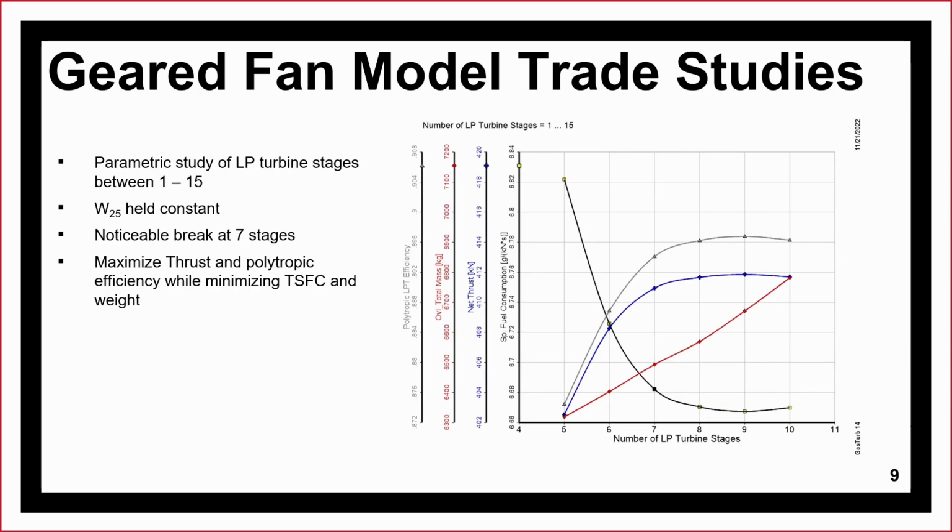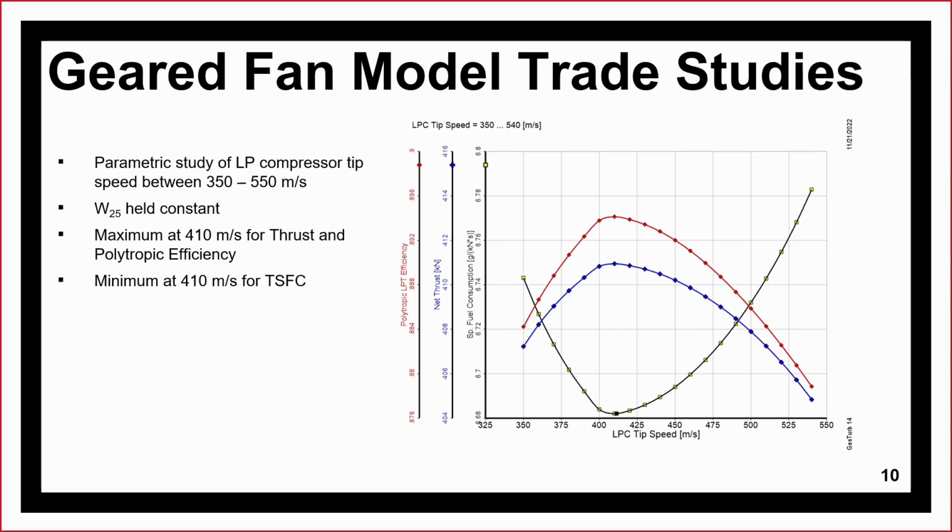The next trade study we did was a look at the number of LP turbine stages. We varied this from 1 to 15, holding core flow constant. You can see on the plot there's a noticeable break at 7 LP turbine stages. The black line of specific fuel consumption starts to bottom out, where you get less benefit the more stages you go. The red line is overall engine mass, which continues to increase linearly with turbine stages. And then the blue line is thrust, and the gray line is LP turbine efficiency, both of which tend to plateau. So 7 LP turbine stages is kind of the sweet spot of maximizing our efficiencies while minimizing our weight.